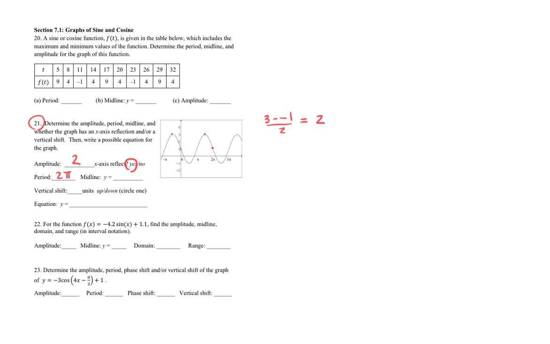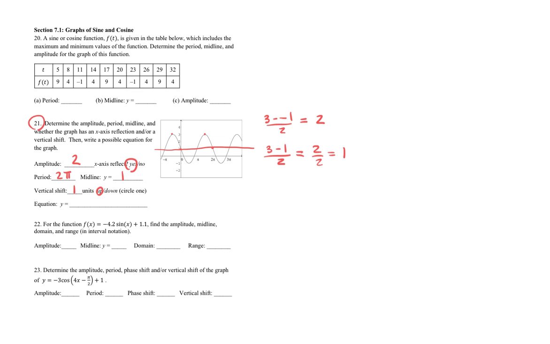And then we can see our midline visually appears to be at around 1, but let's do some math to figure that out. So we'll do 3 plus or minus 1 over 2, and that should give us 2 over 2, which is in fact 1. Okay, great. Vertical shift, we certainly have been shifted up. Yeah, we've been shifted up 1. Our midline should normally be at 0, so we've been shifted up 1 unit.